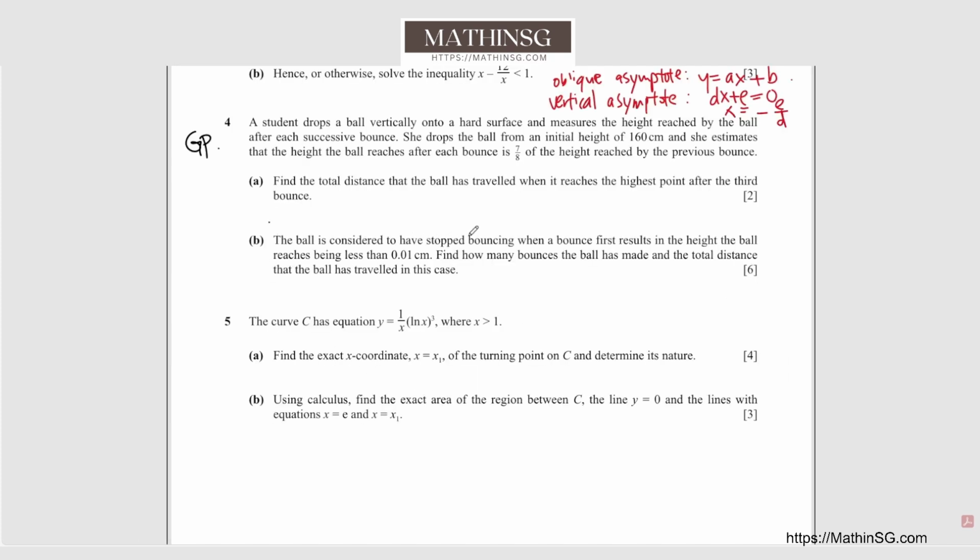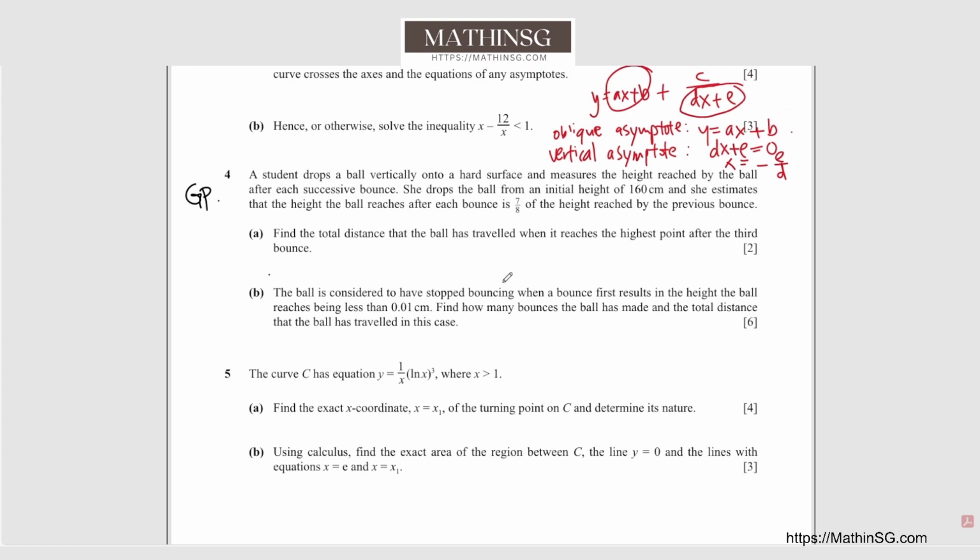The ball is considered to have stopped bouncing when a bounce first results in the height of the ball being less than 0.01 cm. So that means it will stop bouncing when the height the ball reaches is less than 0.01 cm. So find how many bounces it has made, and the total distance the ball has traveled in this case.